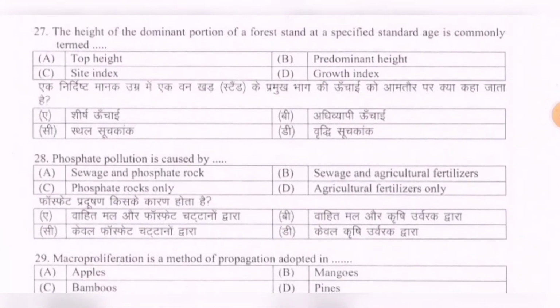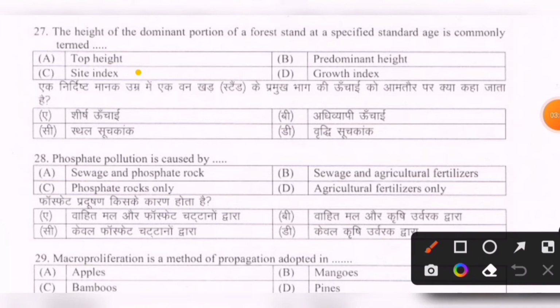The height of the dominant portion of a forest stand at a specified standard age is commonly termed. Options are top height, predominant height, site index, growth index. The correct option is C. C is the correct option. Let's see the next question.